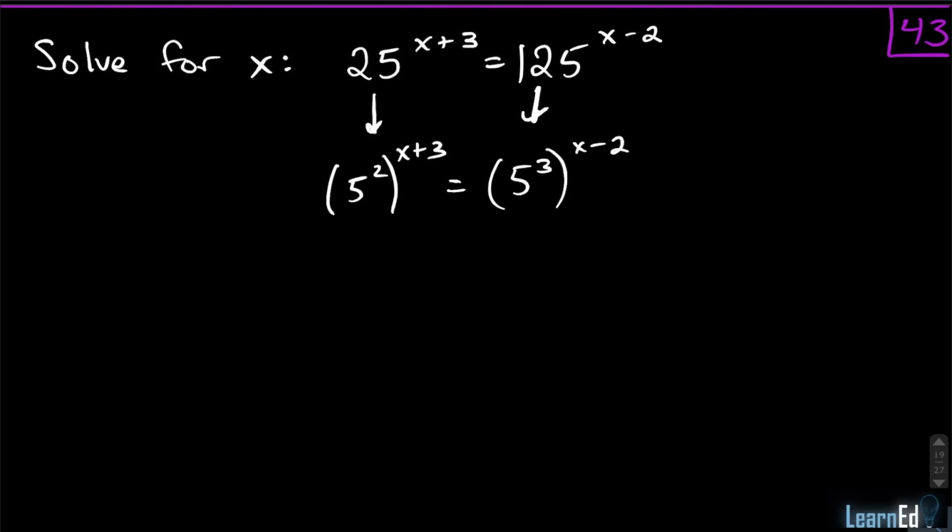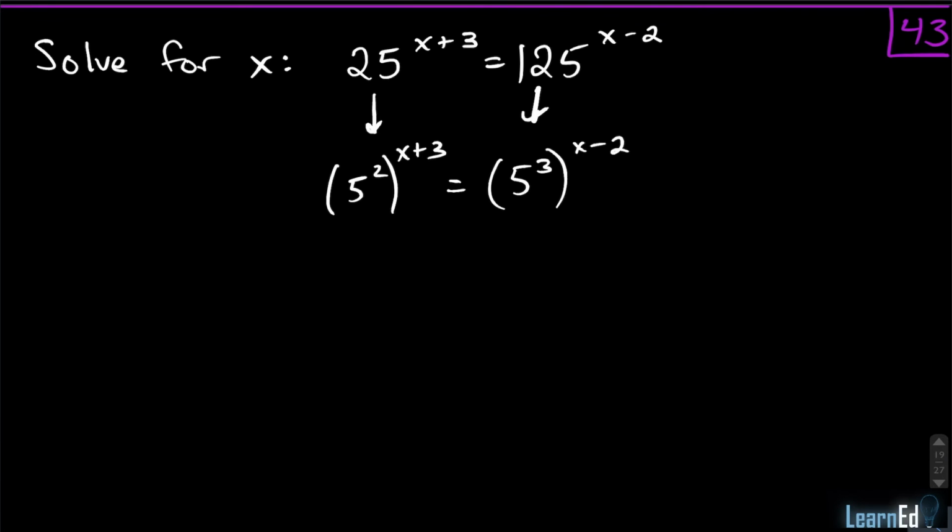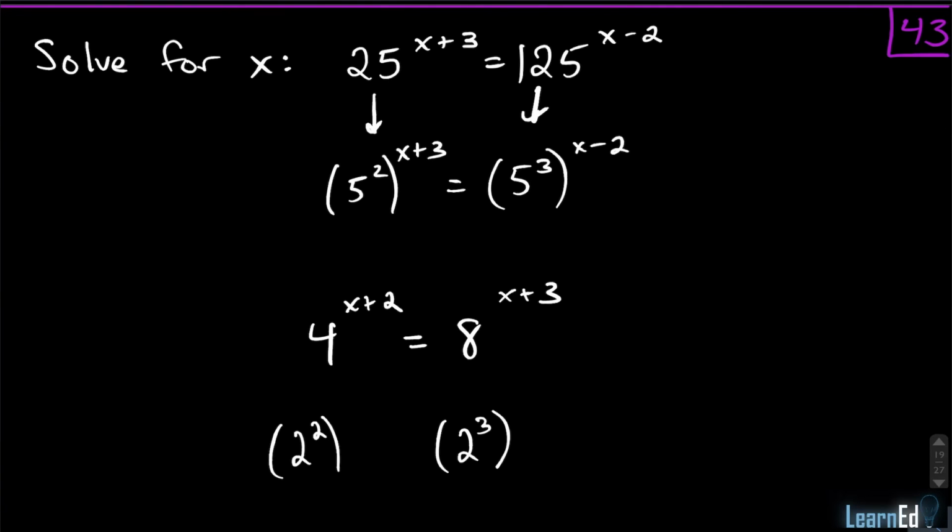If you understand that, and you get your common bases, these are the bases, then you're pretty much done with this problem. That is the hardest thing to realize about a problem like this. If you can do that, you're good. So when you see 25, you know that's 5 squared, and 125, you know it's 5 cubed. If you had something like 4 to the x plus 2 equals 8 to the x plus 3, there's another problem you could try. You know that 4 is 2 squared and 8 is 2 cubed, and you can write it like that and solve that way.